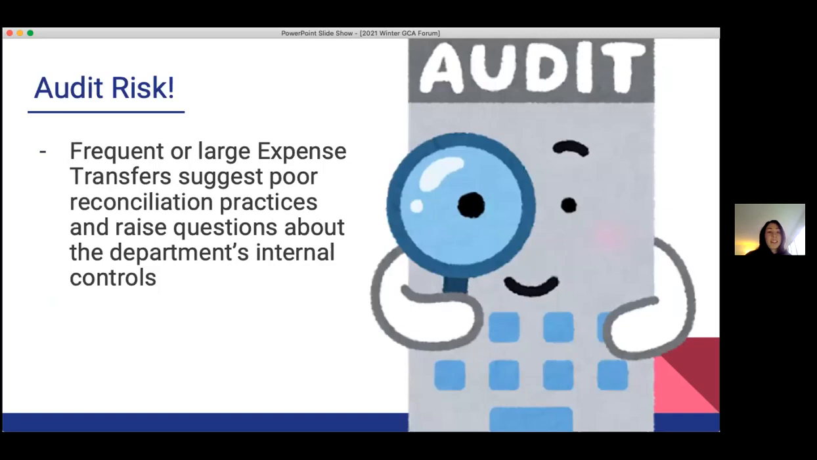Next slide. And on top of this, just generally speaking, large or frequent transfers are an audit risk. And to just insufficient reconciliation practices, or raise questions on award management.